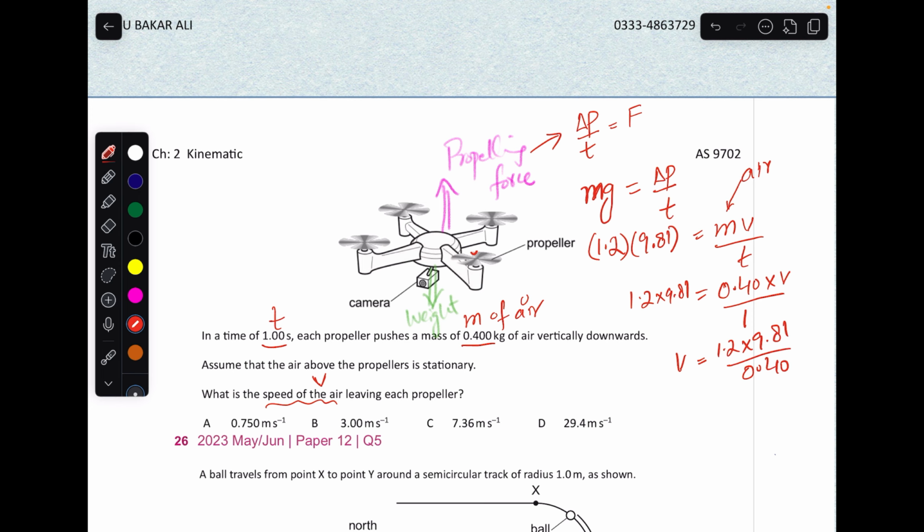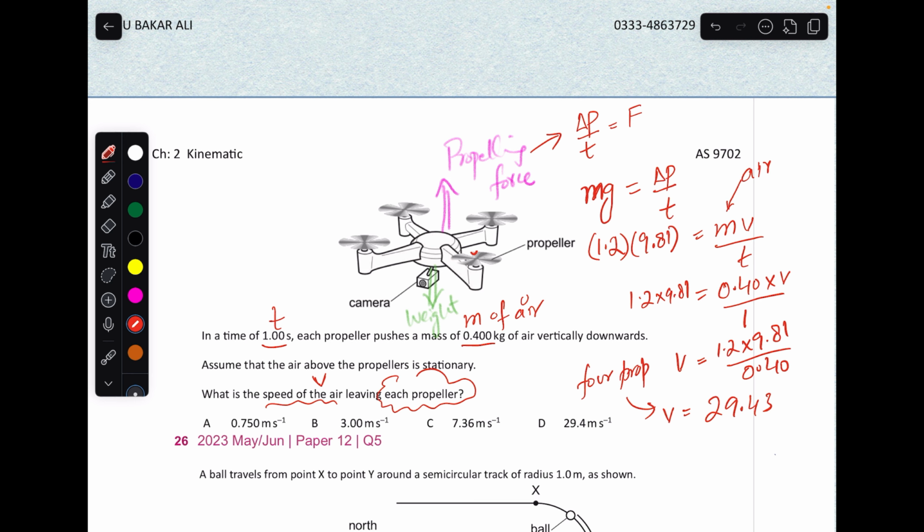So that thing will give you, when we calculate this, 1.2 multiplied by 9.81 divided by 0.4, it will give us 29.43, that is the speed. Okay, this is for the four propellers, right? Combined velocity of them. But what we need to tell is each of them.